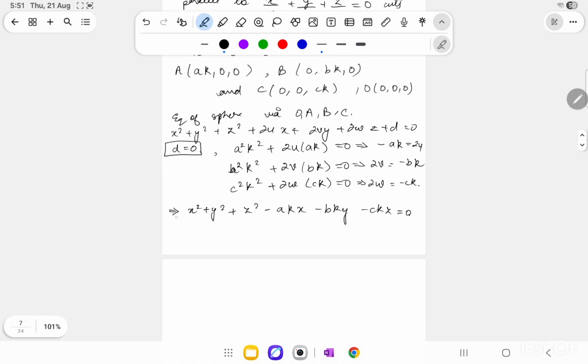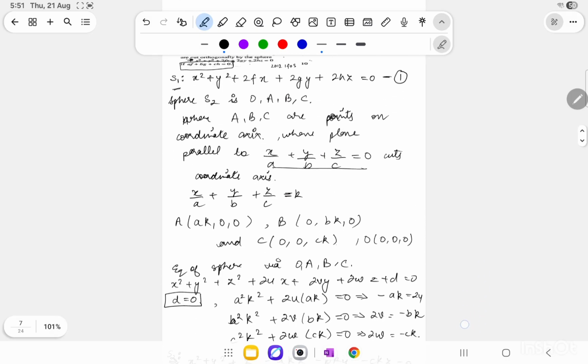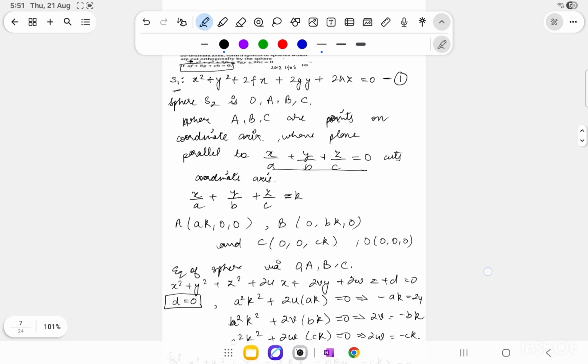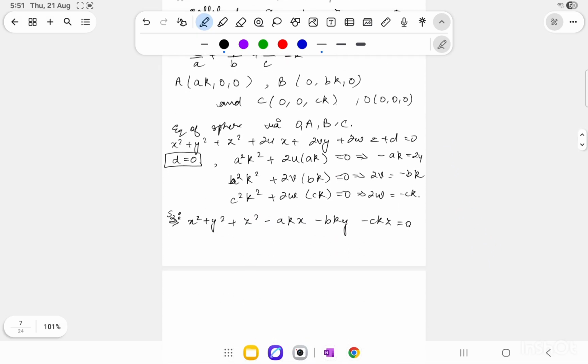So this is my sphere S2. Let's name it as S2. So we are supposed to prove that S1 and S2 cut orthogonally if this relation holds. So let us find out the center and radius of both the spheres. So let C2 be the center of sphere S2. That will be (ak/2, bk/2, ck/2), and radius, let's say R2.